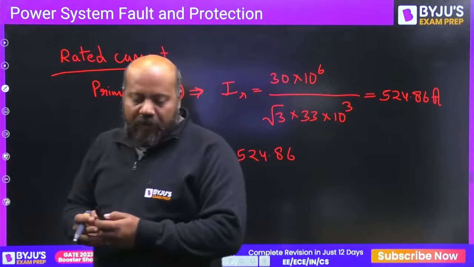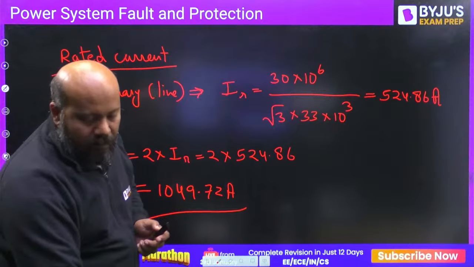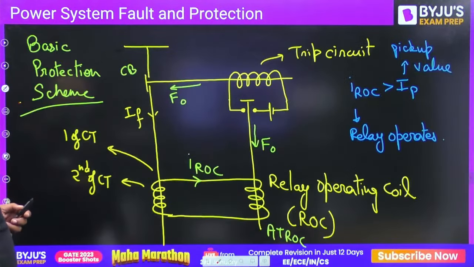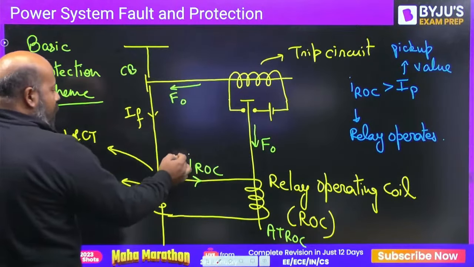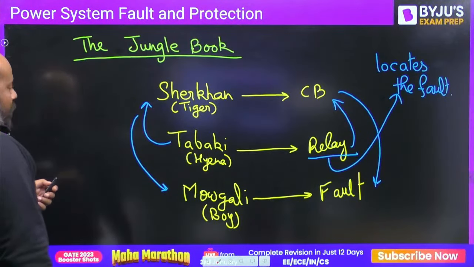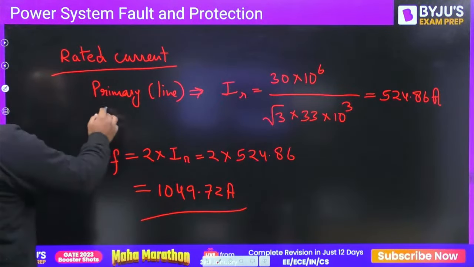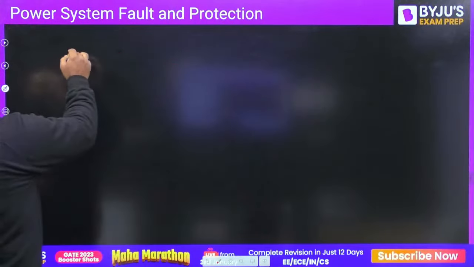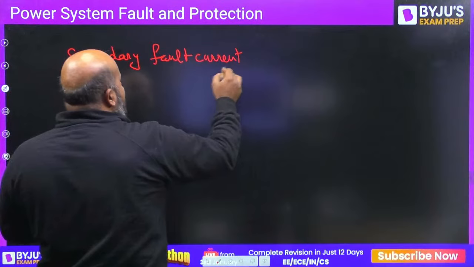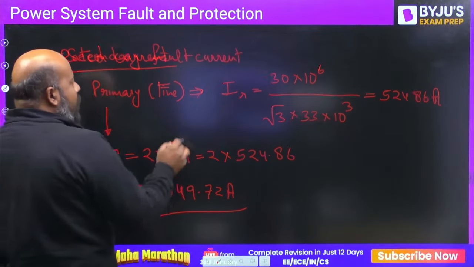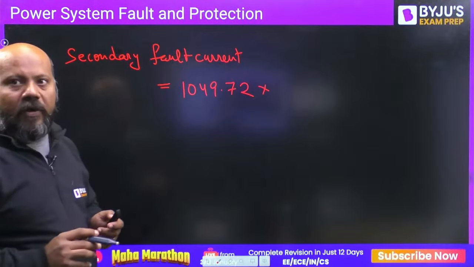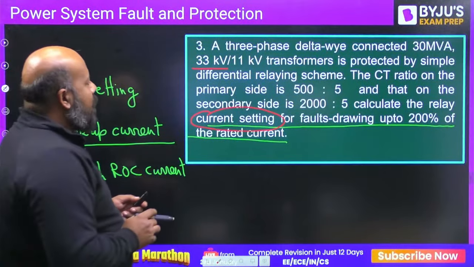Now, this is the fault current, you understand from this diagram. This is the fault current in the line. But for the relay setting, what do you want? You want this current, which is reflected by this current transformer. So, you want a smaller value. How are you going to find that? This is the fault current in the primary. So, what is going to be the secondary fault current? The fault current in the CT secondary is going to be 1049.72, and we want a smaller value. So, what is the CT ratio given? And we have to take it.